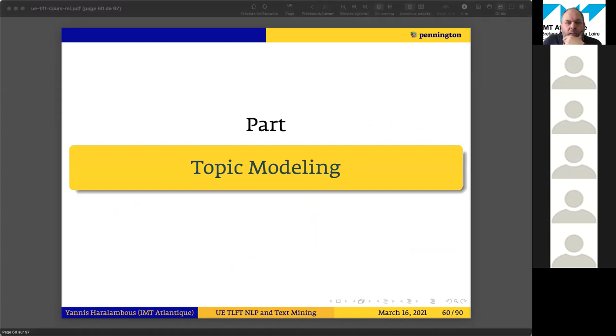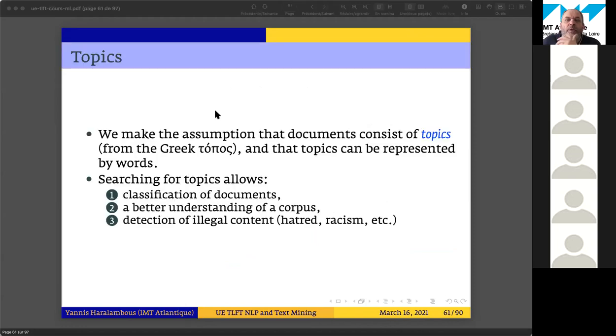From this, I switched to another task, which was topic modeling. So this is an important task because topics are some kind of unsupervised classification of your documents. You have a document and you want to classify it in an unsupervised way. So you don't know in advance what the classes are. Topic modeling will give you a predefined number of topics and the probability distribution of these topics for each document.